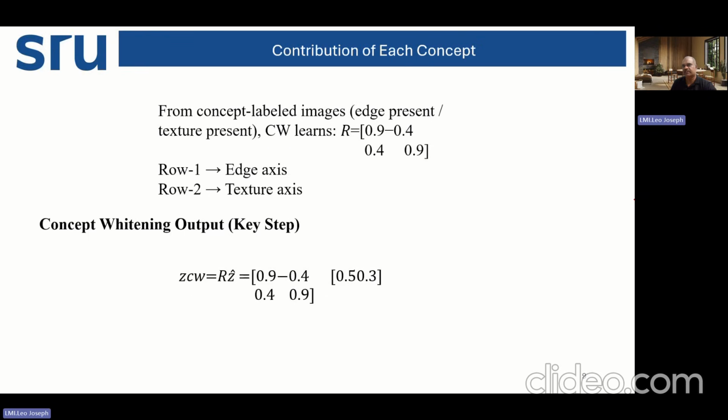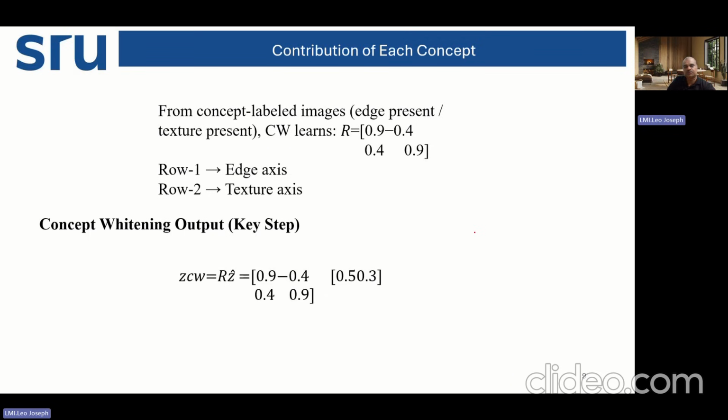Like that, concept whitening is assigning. If 0.9 and minus 0.4 is coming, neuron 1 will activate and neuron 2 will be silent. In the reverse manner, if 0.4 and 0.9 is coming, neuron 2 will activate and neuron 1 will be silent. In order to differentiate that, we are just keeping minus 0.4 as less weightage. So row 1 corresponds to the edge axis and row 2 corresponds to the texture axis. This is the meaning of this statement.